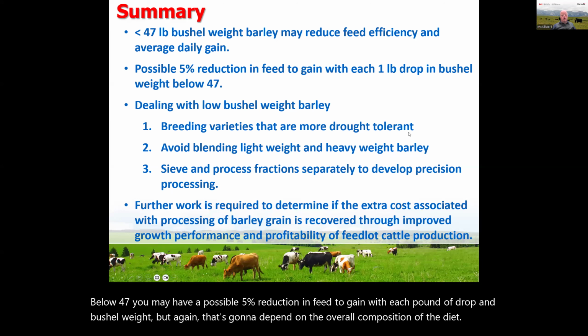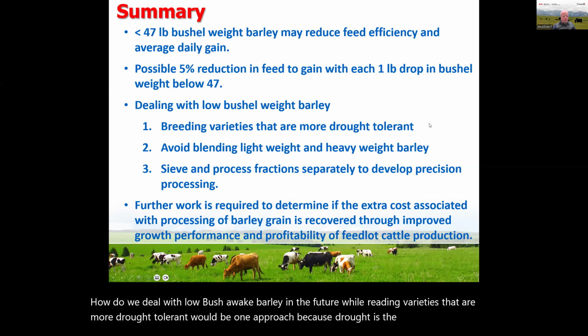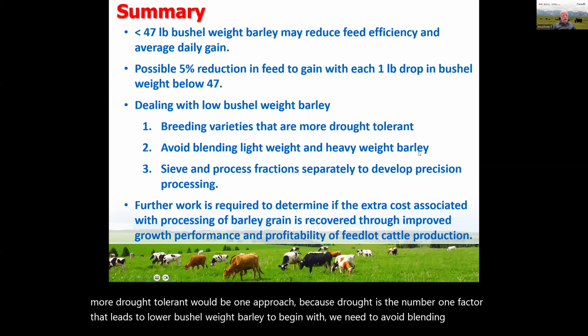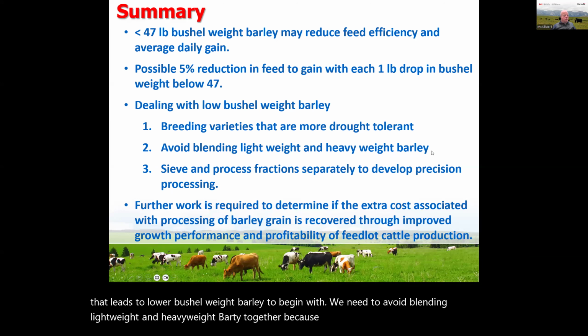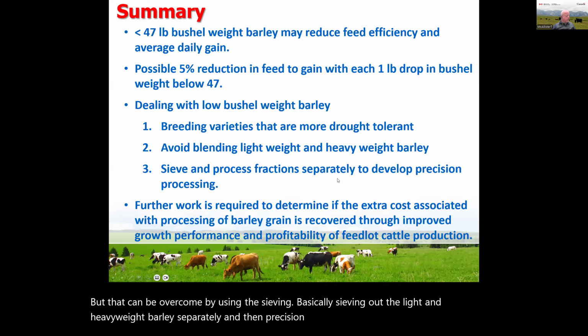How do we deal with low bushel weight barley in the future? Well, breeding varieties that are more drought tolerant would be one approach, because drought is the number one factor that leads to lower bushel weight barley to begin with. We need to avoid blending lightweight and heavyweight barley together because that makes it more difficult to process, but that can be overcome by sieving out the light and heavyweight barley separately and then precision processing them in two different lots.